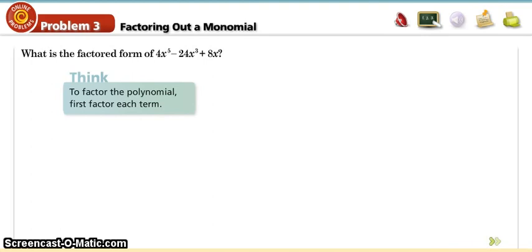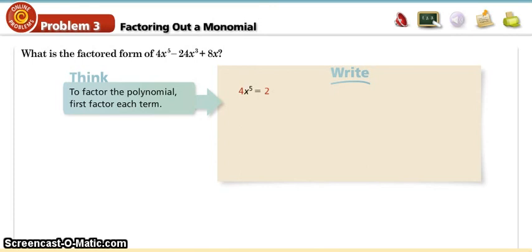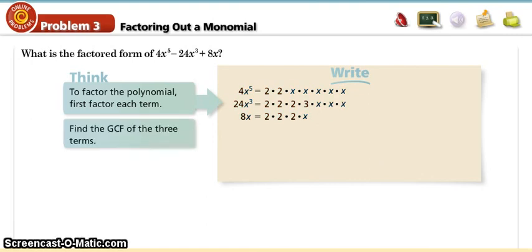To factor the polynomial, first factor each term. Factor 4 times x to the 5th power. Now factor 24 times x cubed. These are your prime factors, and then however many x's. And now factor 8 times x. Then find the greatest common factor, or GCF, of the three terms. The GCF is the product of all elements that appear in each of the three terms' factors.